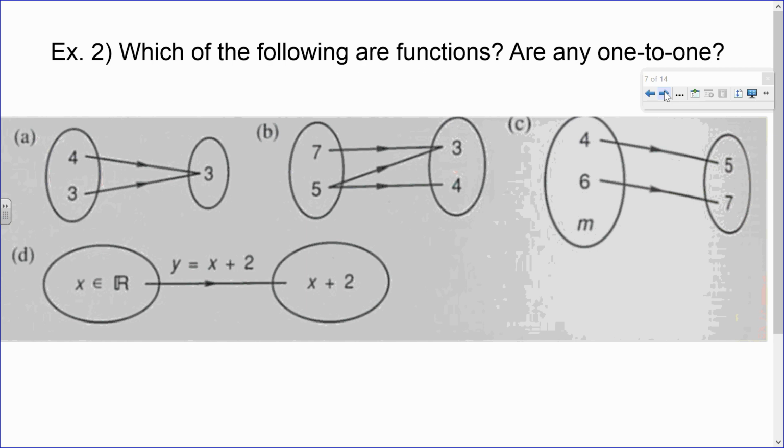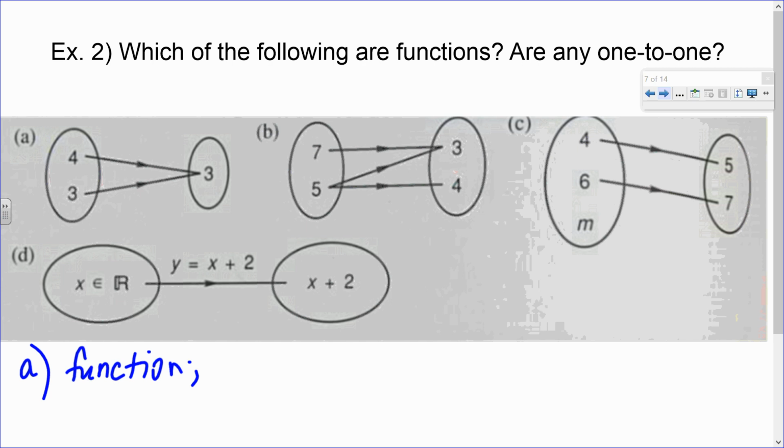This one will model with the mapping diagrams. So for A, that means we have the point 4, 3 and the point 3, 3. So as we look at A, thumbs up, thumbs down, function or not function? So that one is a function. Shortcut way, there's nothing in the input box that has more than 1 arrow attached to that value.